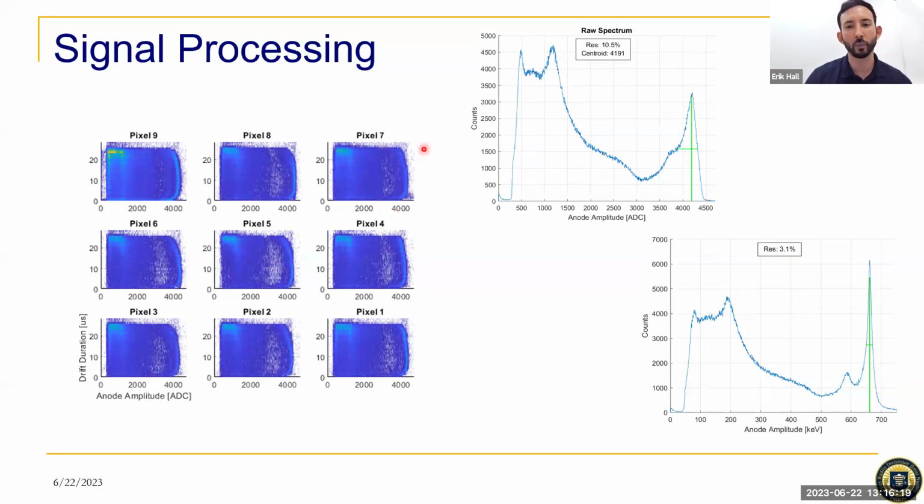So where we get what we call a depth correction is if we find the centroid of the photo peak at each of these depths, and then we recalibrate all the energies to that photo peak centroid, we can create a depth corrected spectrum here. So instead of a raw resolution of 10.5%, our depth corrected resolution improves to 3.1% at 662 keV. So that's important.